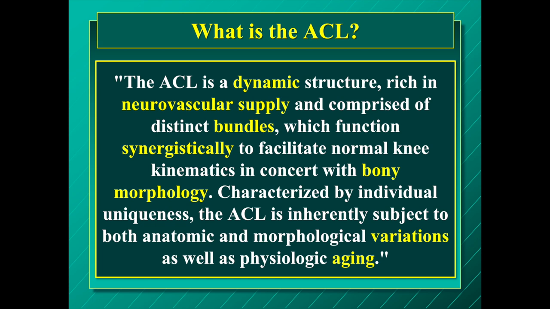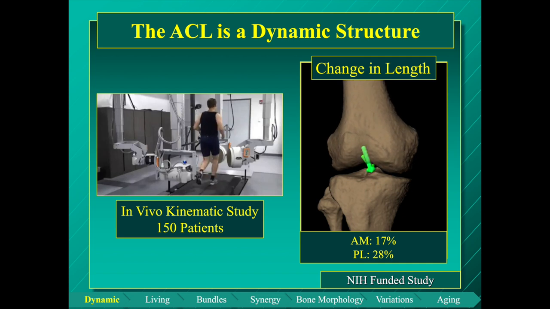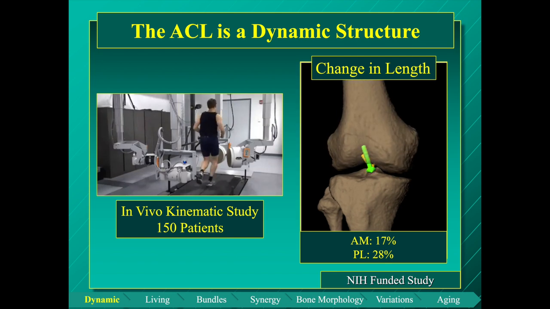The ACL is a dynamic structure, rich in neurovascular supply and comprised of distinct bundles, which function synergistically to facilitate normal knee kinematics in concert with bony morphology. Characterized by individual uniqueness, the ACL is inherently subject to both anatomic and morphological variations, as well as physiologic aging. Studies done at the University of Pittsburgh have shown that the ACL is non-isometric, elongating up to 20% during downhill running.